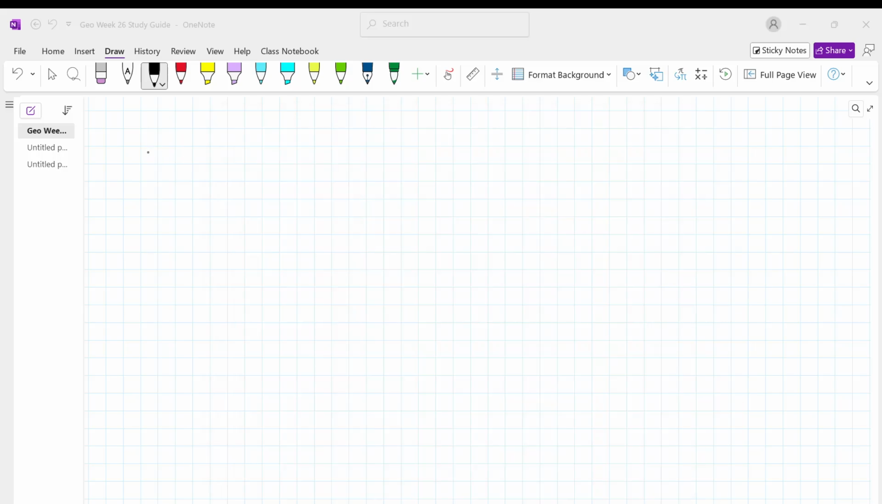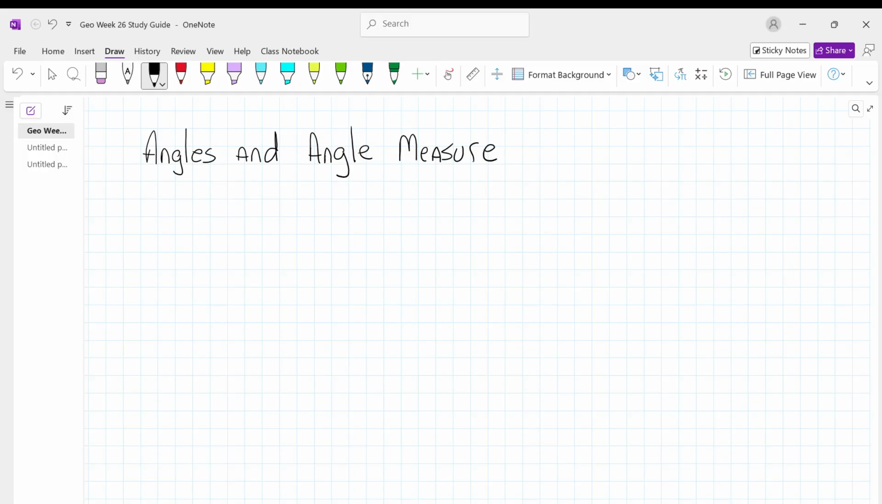All right, today we're going to be talking about angles and angle measure. Angles and angle measure. And before that, we're going to say that a ray is a part of a line.